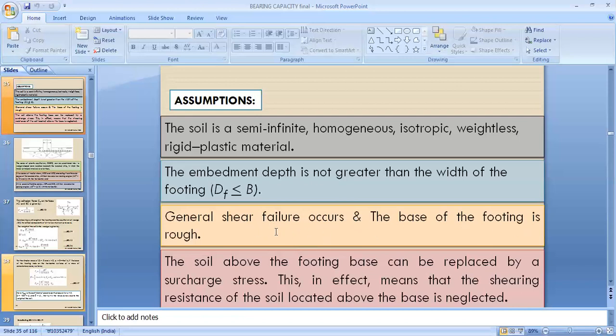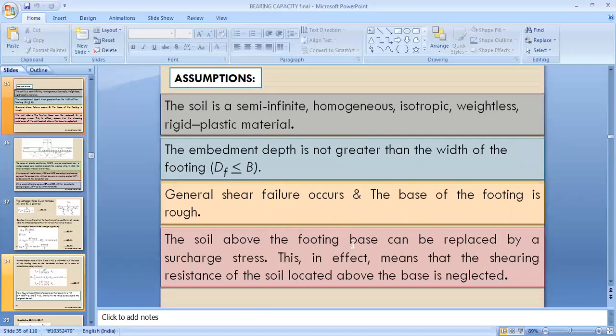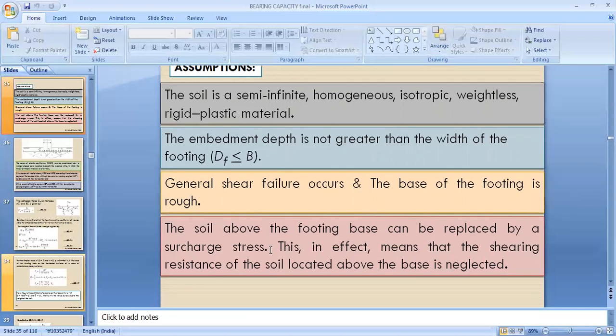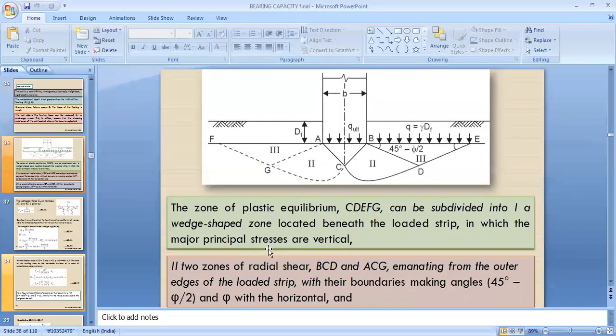The base of the footing is rough. The soil above the footing can be replaced by a surcharge stress. This in fact means that the shearing resistance of the soil located above the base is neglected. These are some of the assumptions. Now, these are the failure surfaces. The depth of the foundation has been denoted as Df.